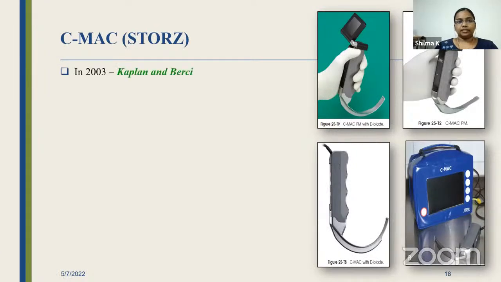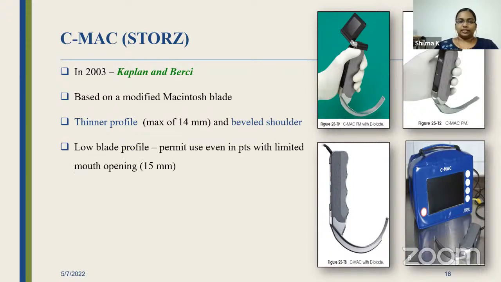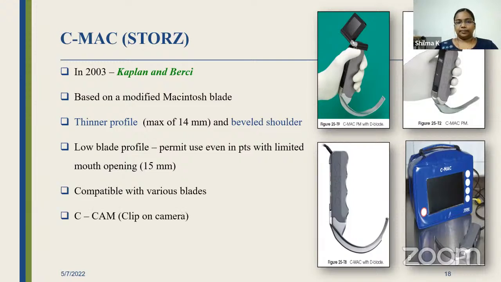Next, about the CMAC. It was introduced in 2003 by Kaplan and Berci, and it is based on a modified Macintosh blade. That is, the curvature of the blade is similar to that of the Macintosh version, but it is thinner, a maximum of 14 millimeters, with a beveled shoulder. So this thinner blade permits use even in patients with limited mouth opening, and oral and dental injuries are also less. It's compatible with various blades. There is a C-CAM, a clip-on camera, by which we can attach it to rigid and flexible fiber optics. There is a 7-inch LCD monitor with push buttons. A push button helps to record the system.